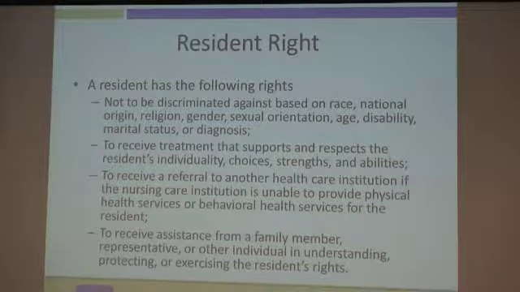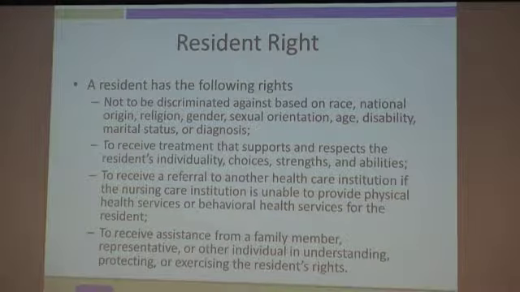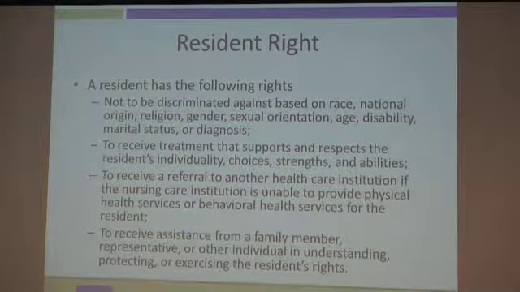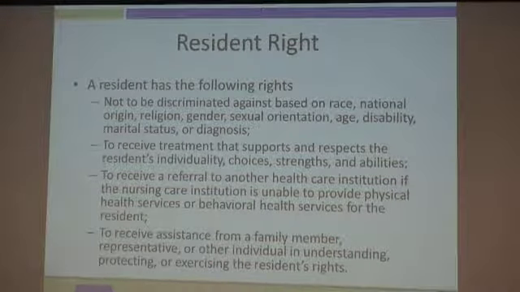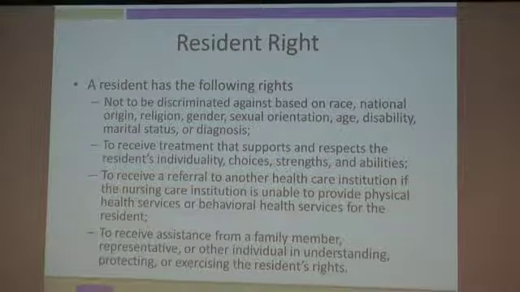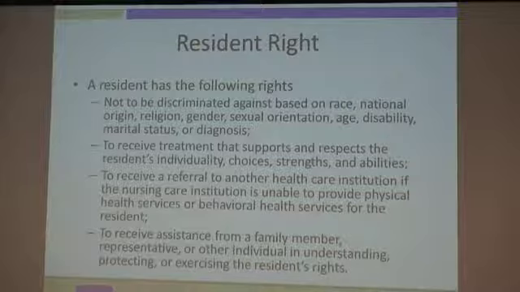All right. The resident has the right for the following: not to be discriminated against regarding race, national origin, religion, gender, sexual orientation, or age, to receive treatment and supports that respect the resident's individuality, to receive referral to another healthcare institute, and to receive assistance from a family member, representative, or other individual in understanding, protecting, and exercising their rights. Okay? Yes? Okay, going back to the photographs, the way this reads.